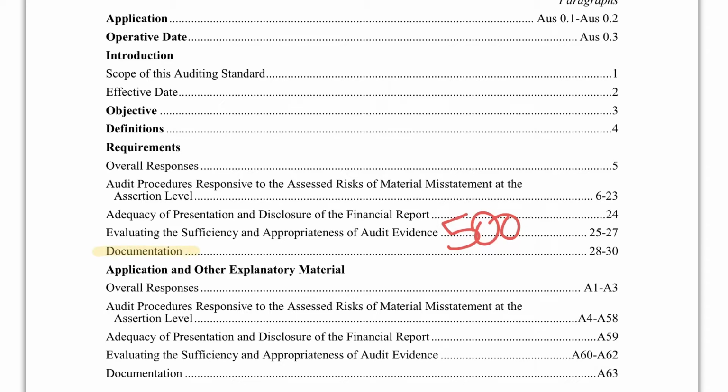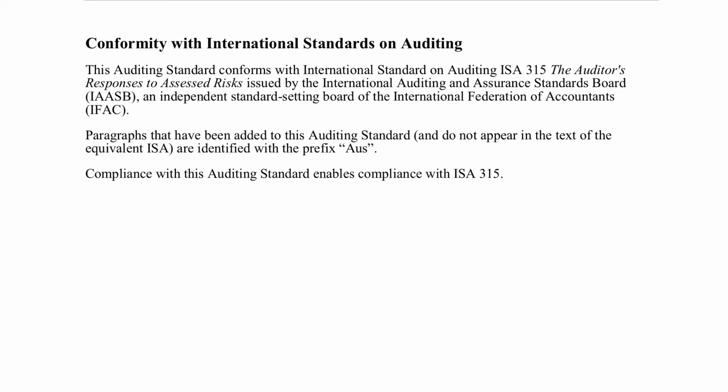That's always the last component of our auditing standards, because what we have to do is take all of the decisions we're making up here and make sure that we document them appropriately, so that if we're investigated by ASIC or a peer review, or even just the partner wants to check what we're doing, we've got adequate documentation. Now, here we have our conformity section.